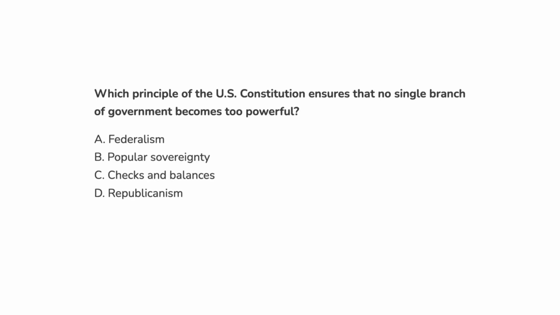Which principle of the U.S. Constitution ensures that no single branch of government becomes too powerful? Answer: C. Checks and balances. The system of checks and balances ensures that power is divided among the three branches of government, preventing any one branch from becoming too powerful.